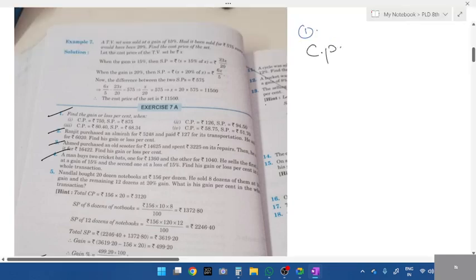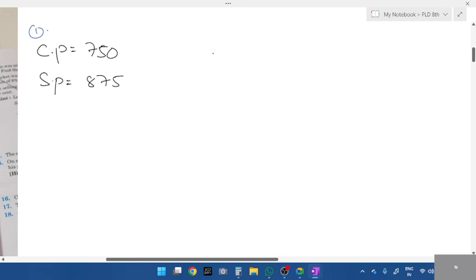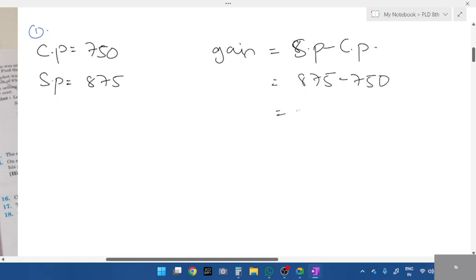Look at the first question. Cost price is how much? 750. Selling price? Yes. Are we selling it for more or less? More. If it is more, what do you call? Gain. For gain, which one will you subtract? SP minus CP. Yes. Write the formula first. SP minus CP. Calculate 875 minus 750. Write it in rupees. And what's the unit for this, students? For this chapter, what's the unit? It is rupees. This entire chapter, it is rupees. We are just discussing about rupees here.